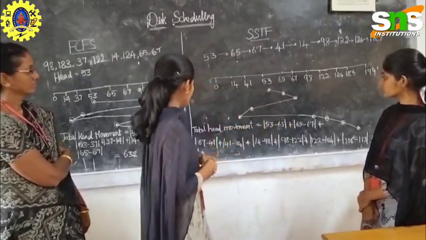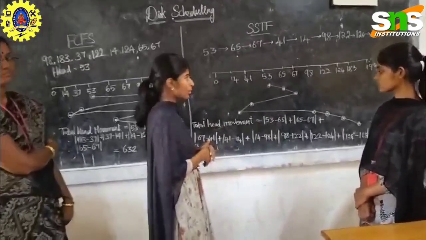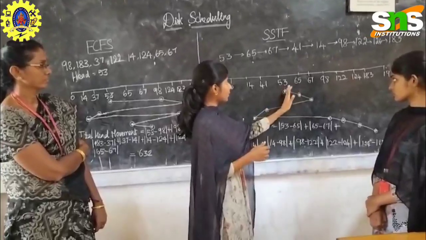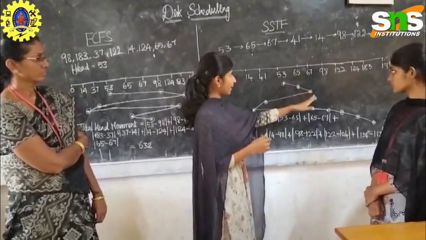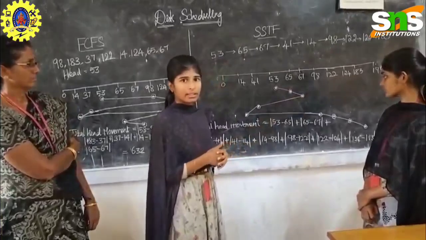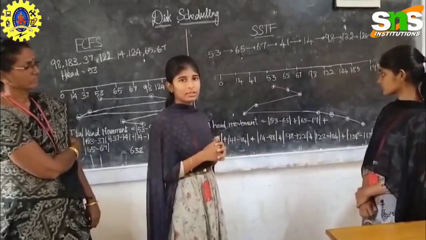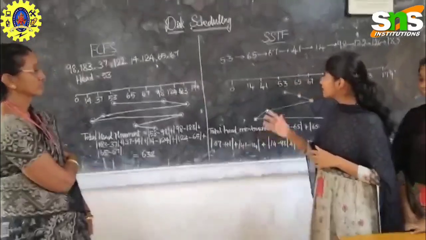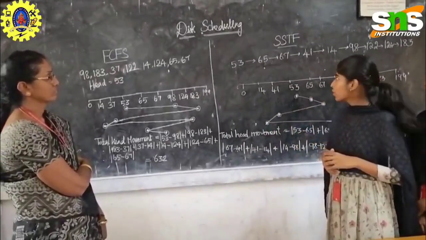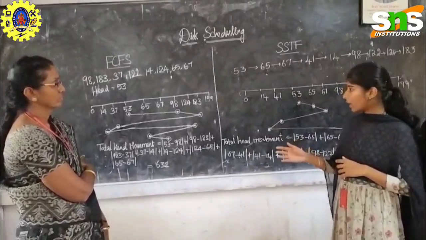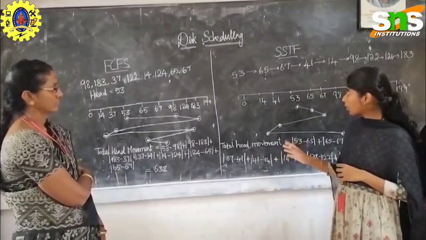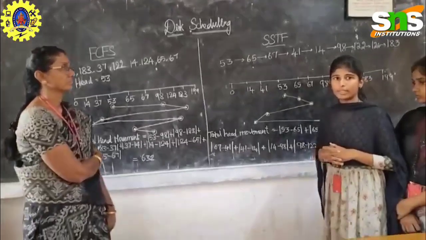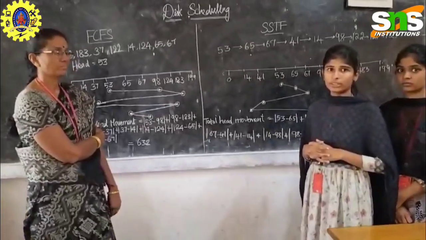Then we check the total head movement. In the total head movement, we take the path like 53 minus 65 and 65 minus 67, taking modulo values so that negative values do not appear. Finally, comparing FCFS and shortest seek time first, we get a smaller total head movement for shortest seek time first. So SSTF will be the best solution for this scheduling.